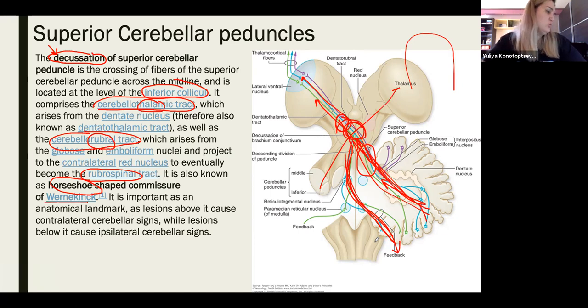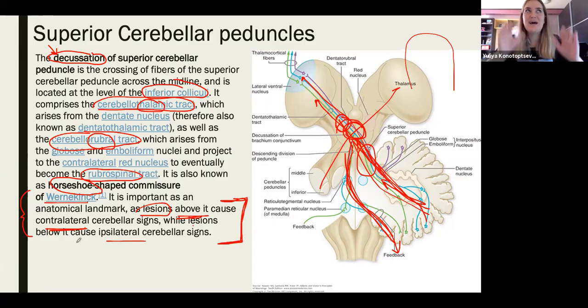And this horseshoe of Wernicke is very important because of lesions. Problems, lesions, some traumas above it will cause contralateral cerebellar signs, but lesions below it will cause ipsilateral ones. We shouldn't get into too much detail because that's fifth-year neurology. Will it come on the exam? I highly doubt it. This is higher neuro, yeah?